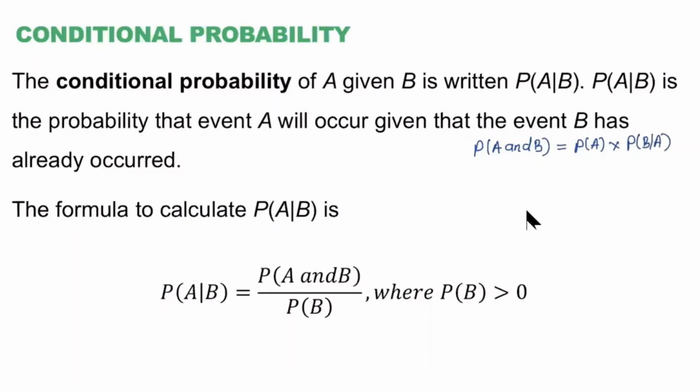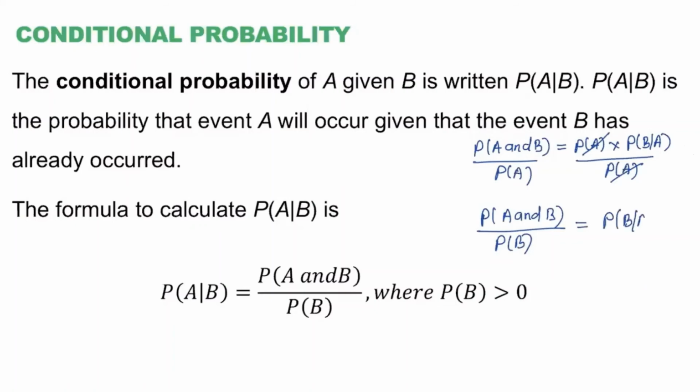It was like that. Now, if you divide this equation on both sides by probability of A, for example, what we get is, on the right hand side, this gets cancelled. And on the left side, we get probability of A and B divided by probability of A is equal to probability of B given A. So this formula that I obtained here is the formula for conditional probability.